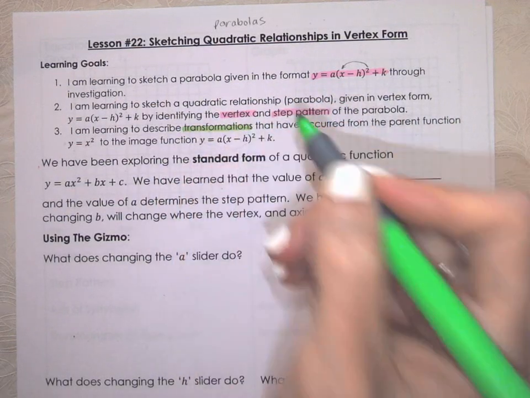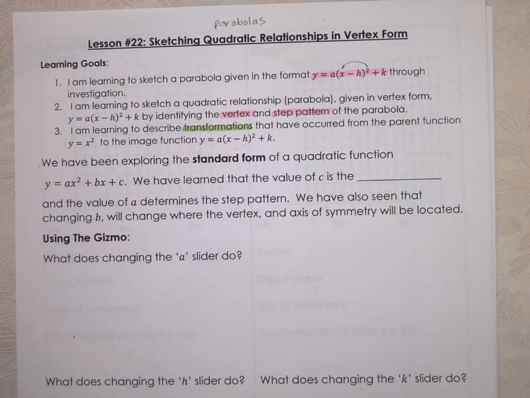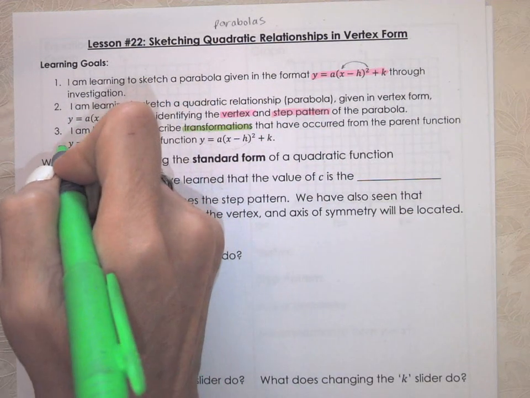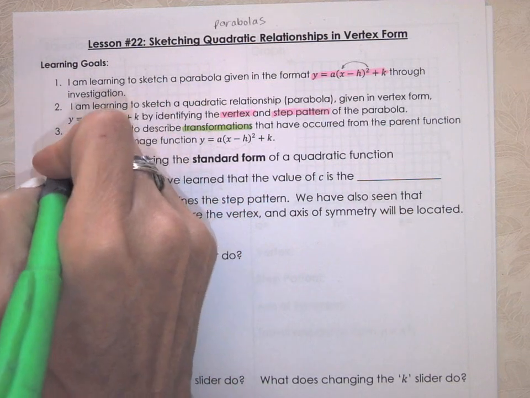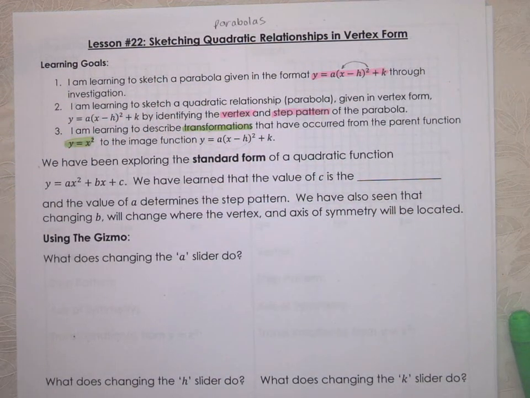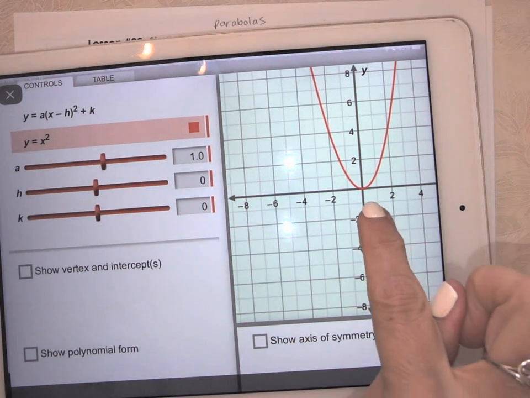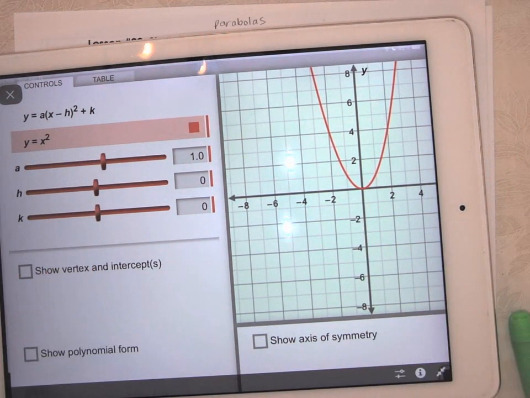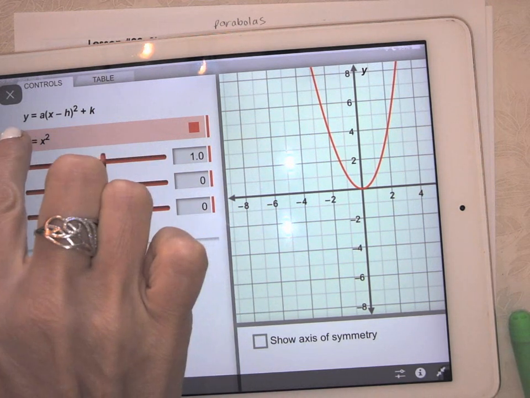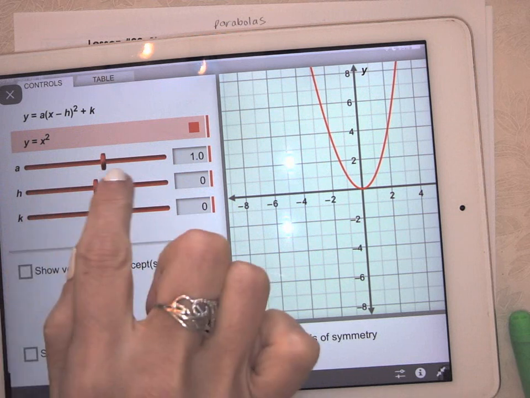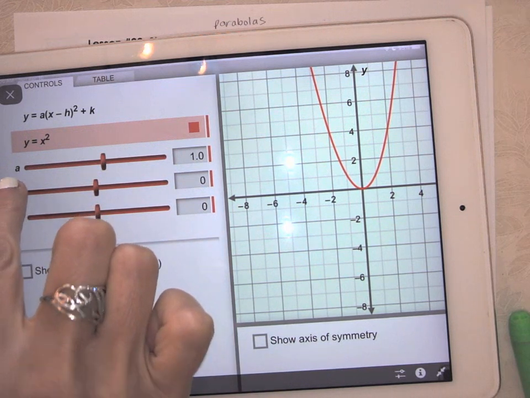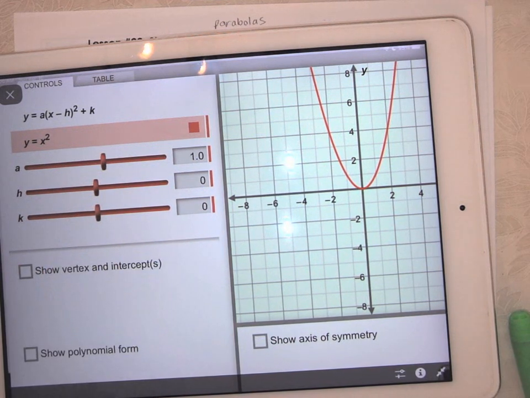So we'll talk about the different transformations that have occurred to the parent function. And the parent function is always going to be our original function, y equals x squared, that we've talked about. And I've got it on my iPad here. So remember what y equals x squared looks like. And you can see the equation right there, y equals x squared. And you can see that we're going to be looking at the vertex form and playing around with these sliders to see what changing a does, changing h does, and changing k does.